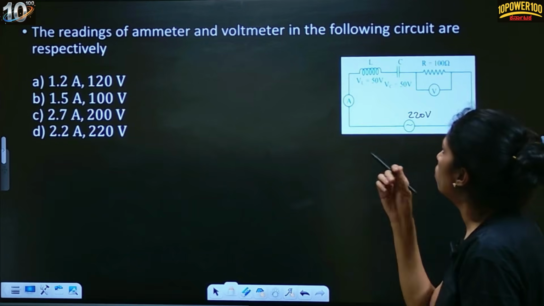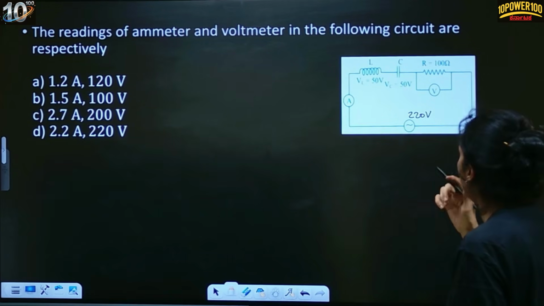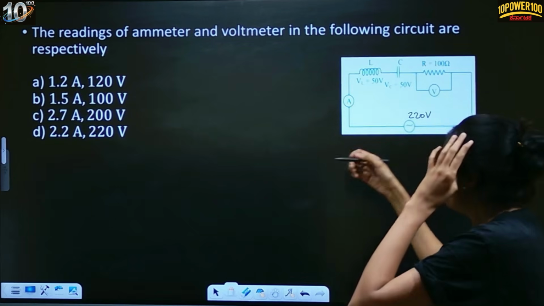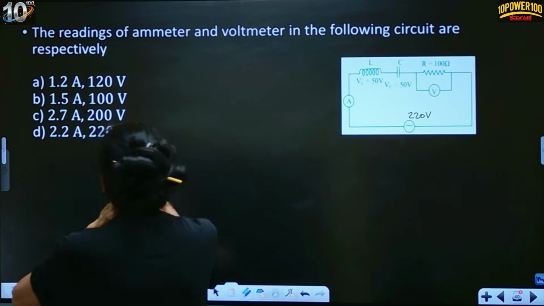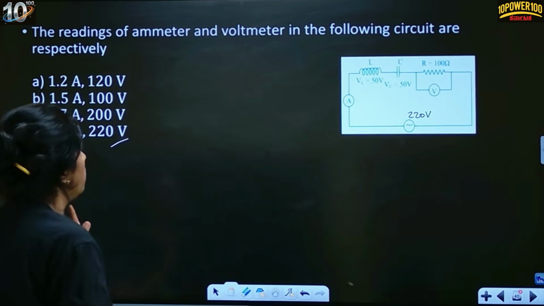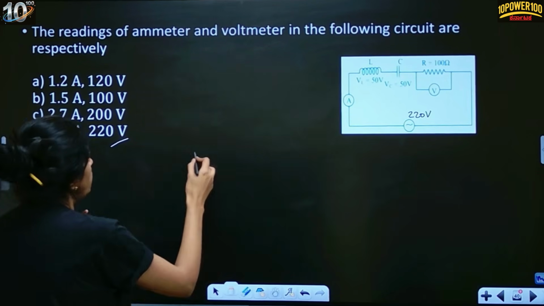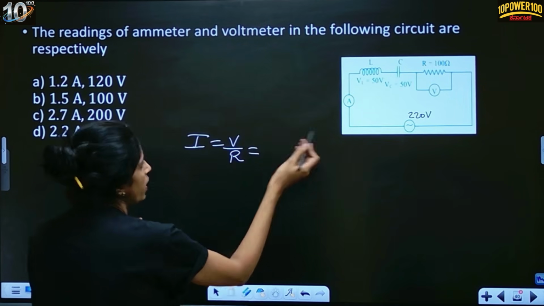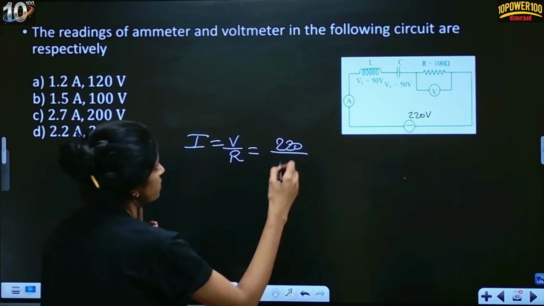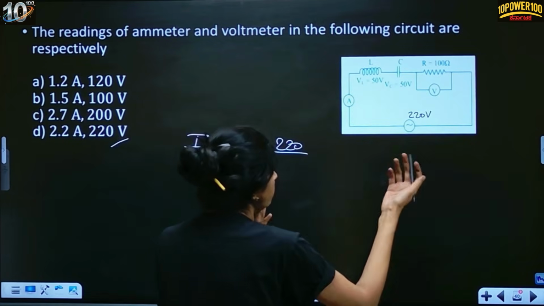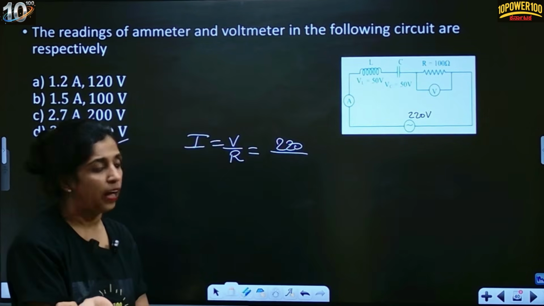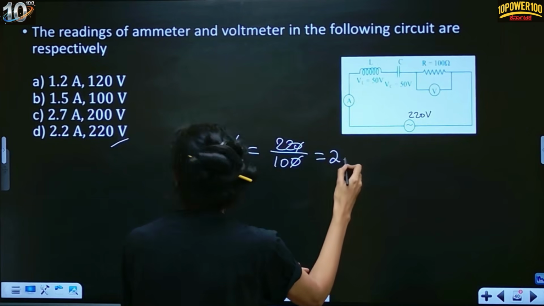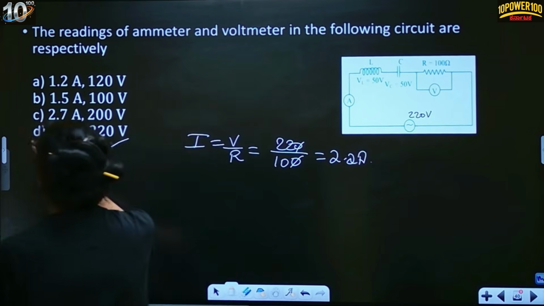Okay, so the readings of ammeter and voltmeter in the following circuit are, so here is the voltmeter and here there is an ammeter. For the voltmeter, of course the voltage will be 220 volt. So directly I think you can mark over here. What's the formula? I equals V by R, right? So V is 220 volt. What's the resistance here? Since VL and VC are equal, we can say Z itself is R. So resistance is 100. So 220 by 100 is how much? 2.2 ampere. So option D is the correct answer.